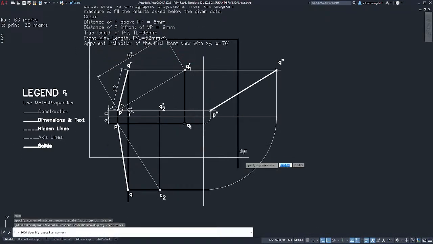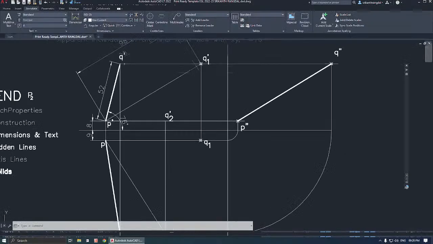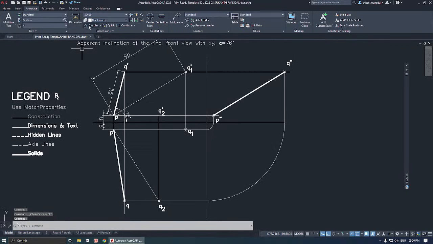Is this clear? This is the solution. Now from this, whatever is asked, you can find it. So what is the inclination with HP? If you are asked what is the inclination with HP, which angle should we measure? This angle with XY. So this is the inclination with HP. If you are asked what is the inclination with VP, the inclination with VP will be this line.